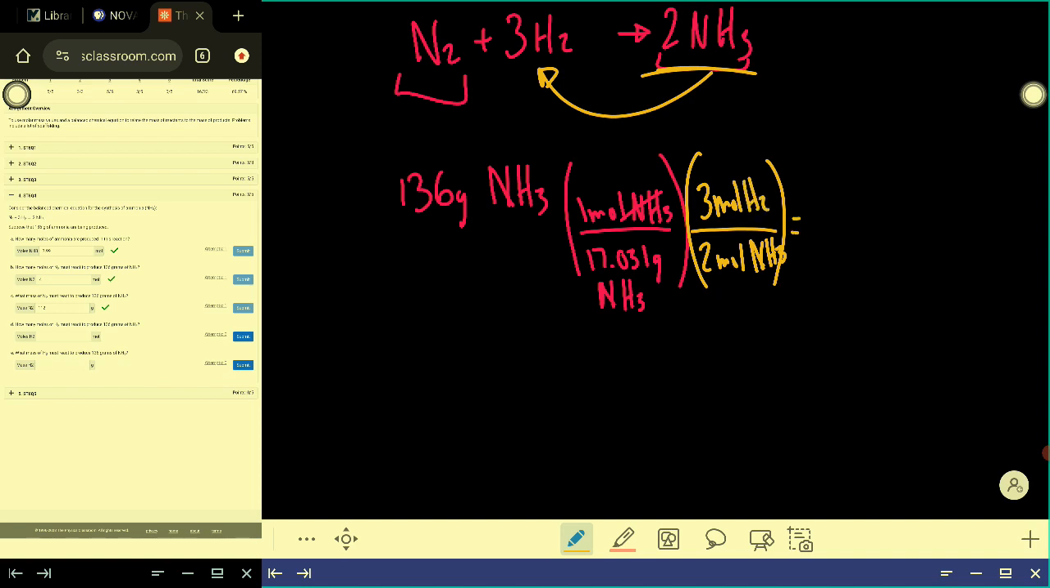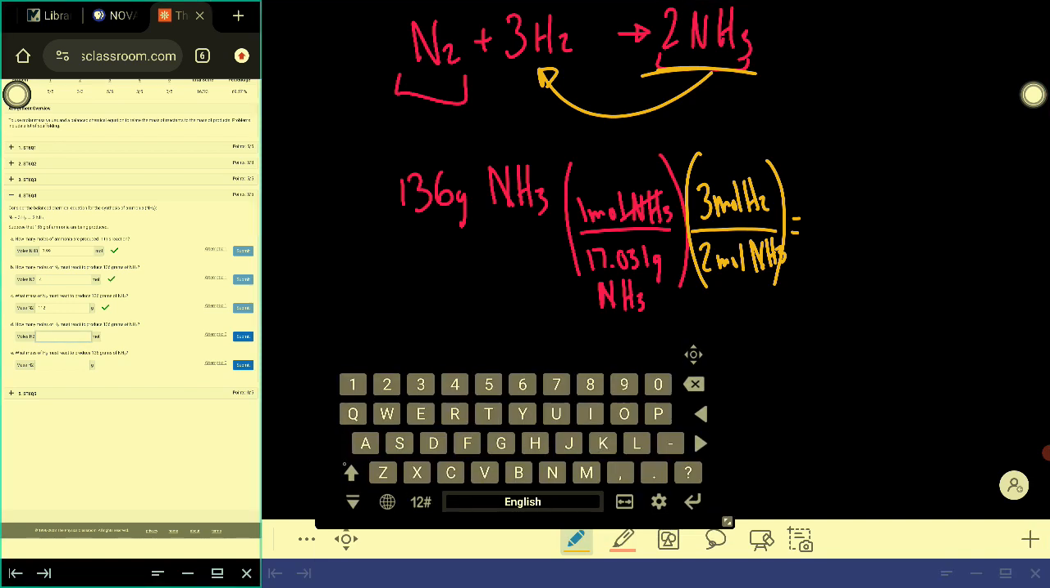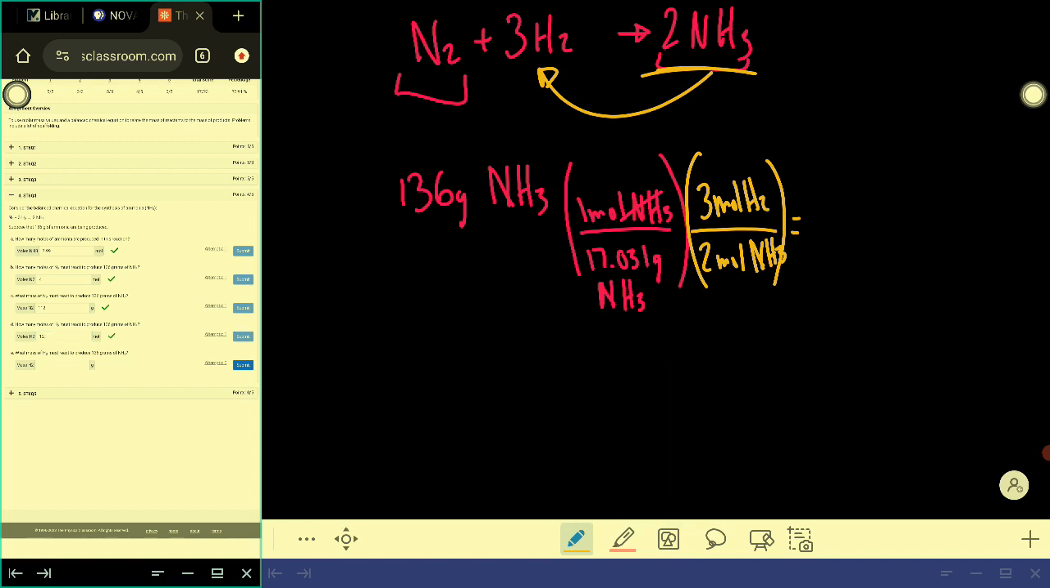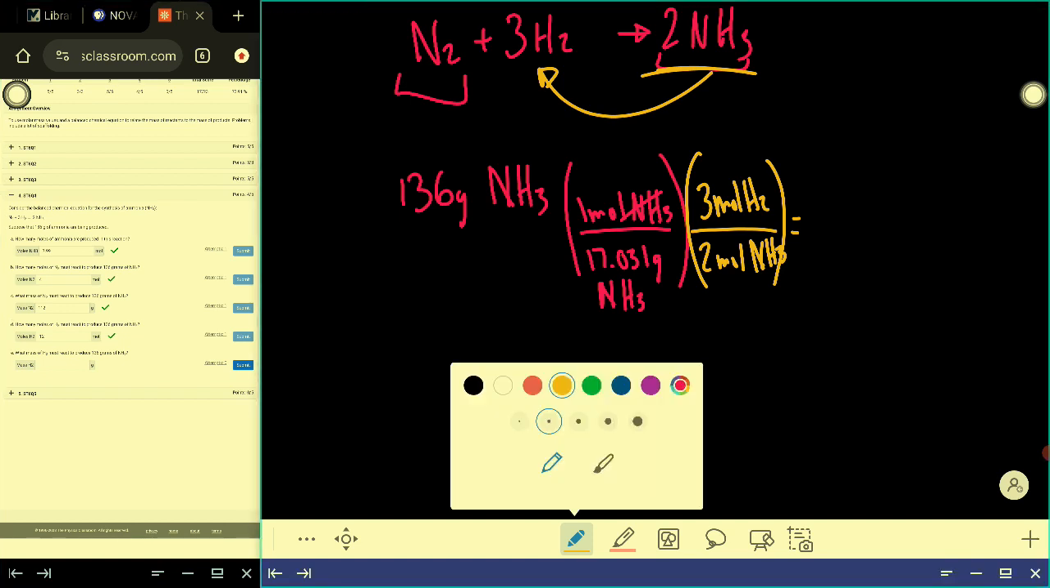So I'm going to take 136 divided by 17.031 times 3 divided by 2, and I'm going to get about 12. But to 3 sig figs, it gives me 12.0. It's going to delete my 0, but... All right, now what mass? Now I can just keep going because I'm in moles of the substance.